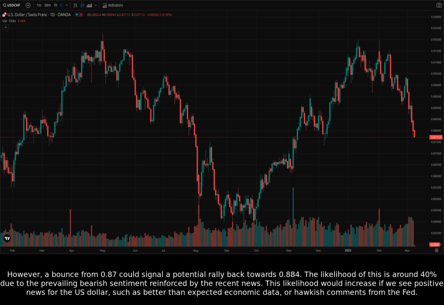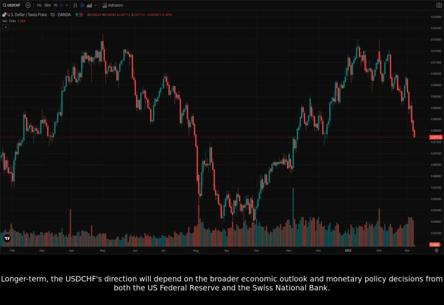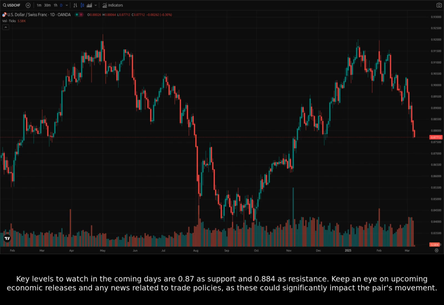This likelihood would increase if we see positive news for the US dollar, such as better than expected economic data or hawkish comments from the Fed. Longer term, the USDCHF's direction will depend on the broader economic outlook and monetary policy decisions from both the US Federal Reserve and the Swiss National Bank. Key levels to watch in the coming days are 0.87 as support and 0.884 as resistance. Keep an eye on upcoming economic releases and any news related to trade policies, as these could significantly impact the pair's movement.